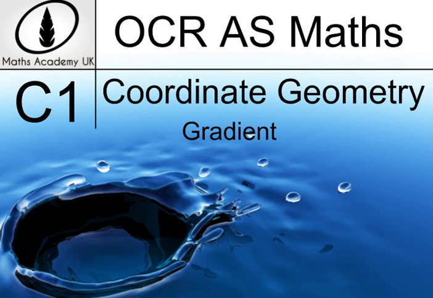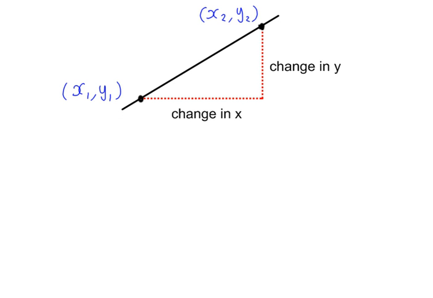Coordinate geometry, working out the gradient of a line. To work out the gradient of a line, you need the coordinates of 2 points on the line. So we have the change in the y-coordinates, represented by this length here, and the change in the x-coordinates, represented by this length here.